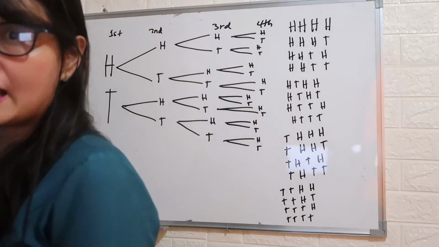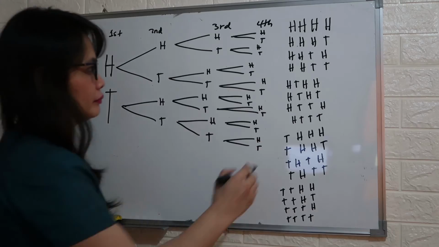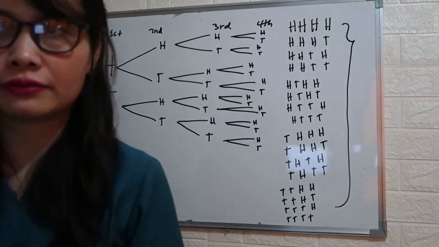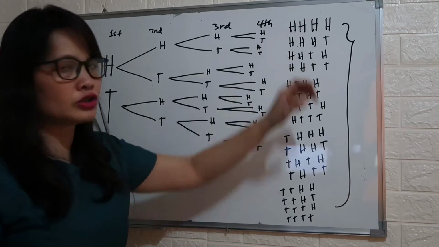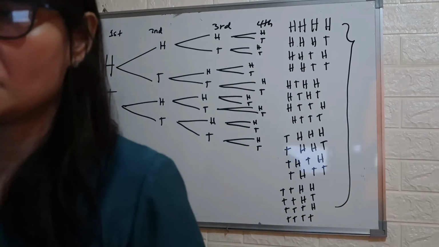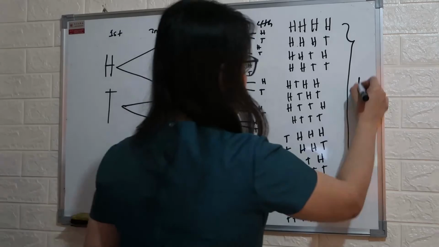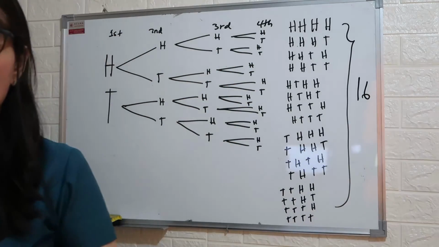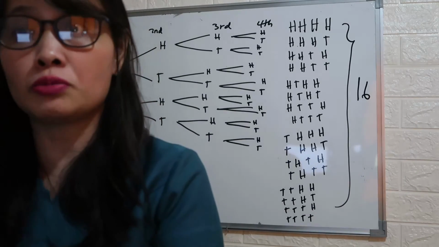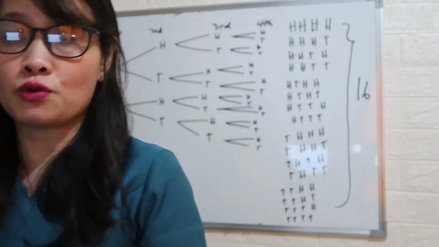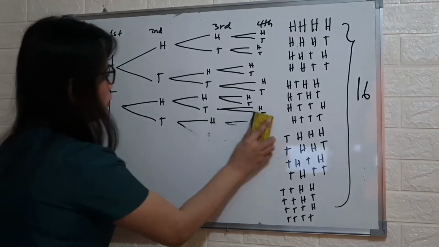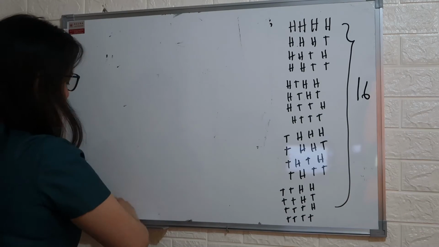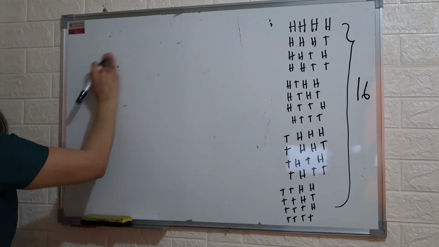So how many outcomes do we have? 4, 4, 4, 4. How many? 16. Okay, 16. So after we construct a tree diagram, we can now construct a probability distribution using the table form. Let's construct a probability distribution using a table form.